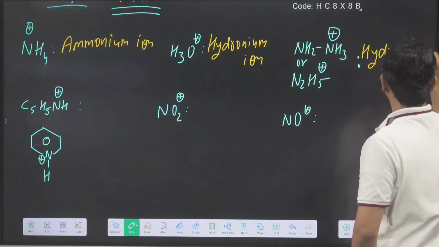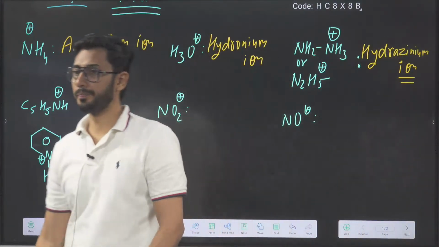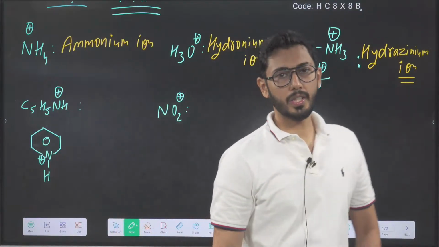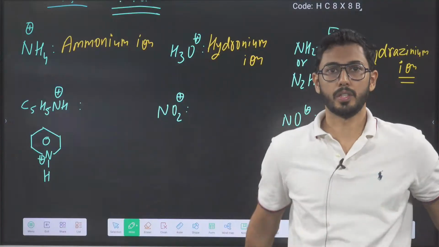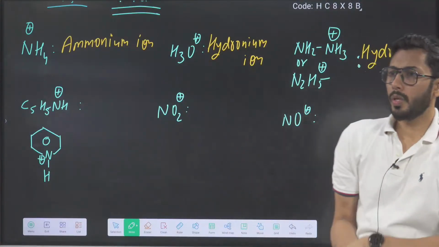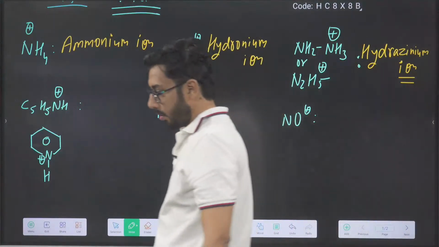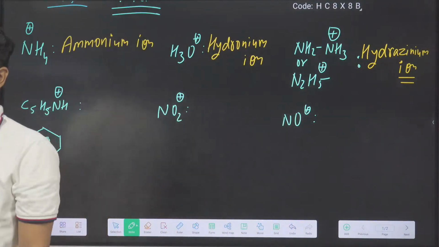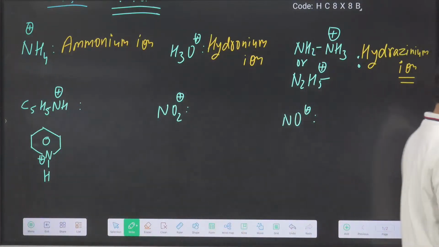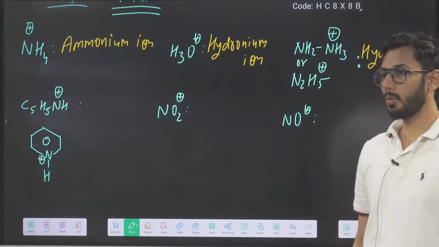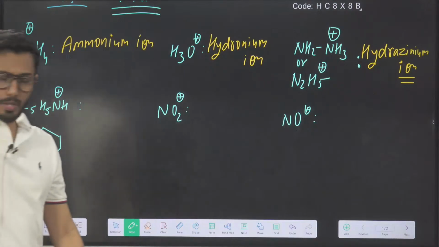Hydrazinium ion. NH2NH2 is hydrazine, so it becomes NH2NH3 plus, the hydrazinium ion. Does anyone remember in which chapter we use hydrazine? Try to relate, try to recall which chapter it is given in NCERT. Very good, one answer came.